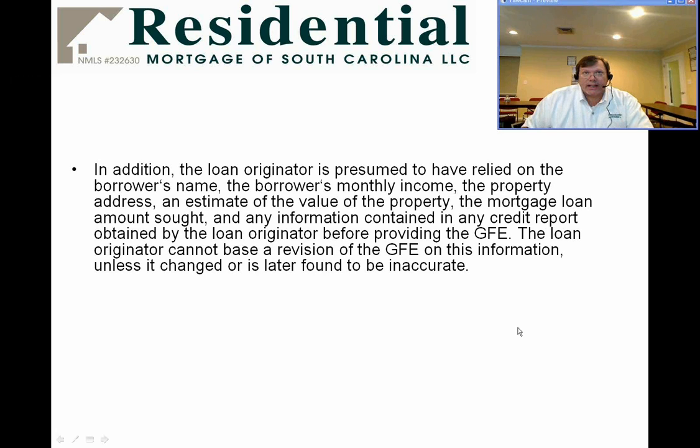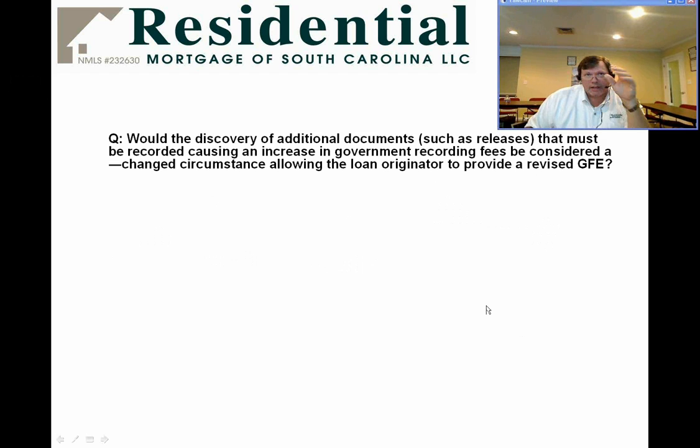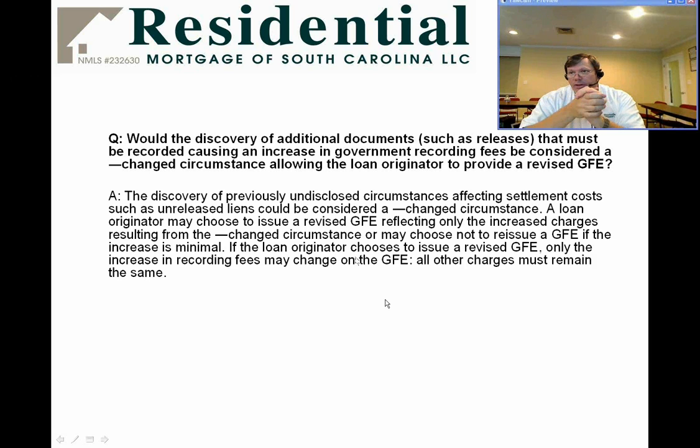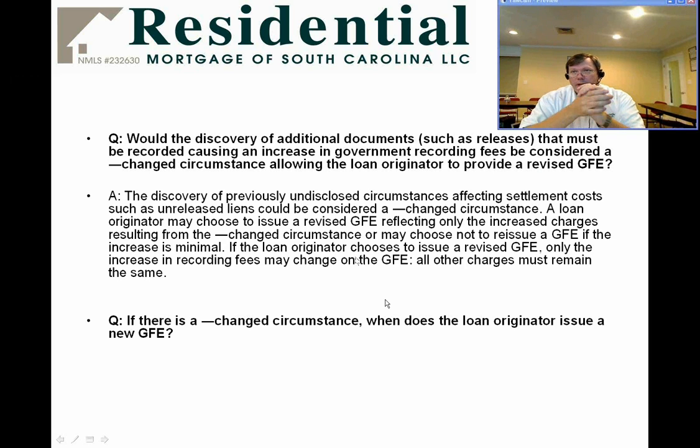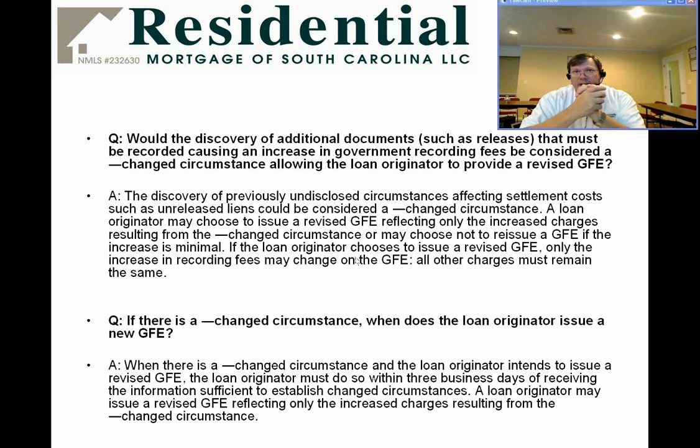Page 9 continues to go on and talk about changed circumstances. And we've talked about all of these. The last part of page 9 talks about how when a changed circumstance occurs, what does the loan originator need to do? How much time do they have to do it? 3 days. 3 days from the time that the changed circumstance takes place, we have 3 business days to get a new GFE out to the borrower. So it's very simple. It's exactly what it would be on a ratified contract when you're first starting. 3 business days. And Sunday is not considered a business day.